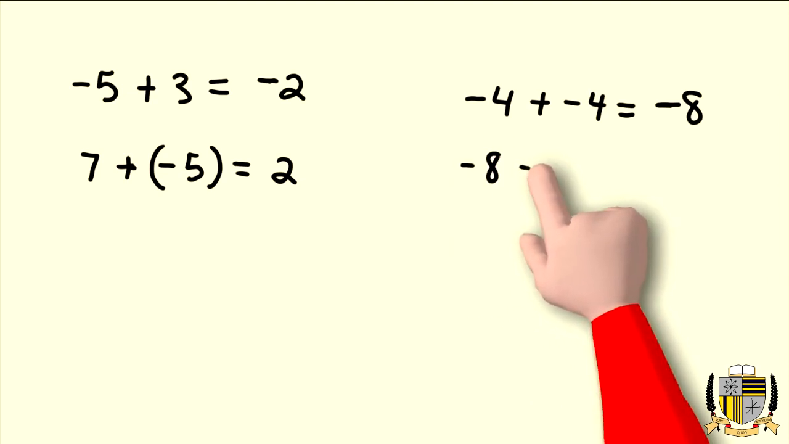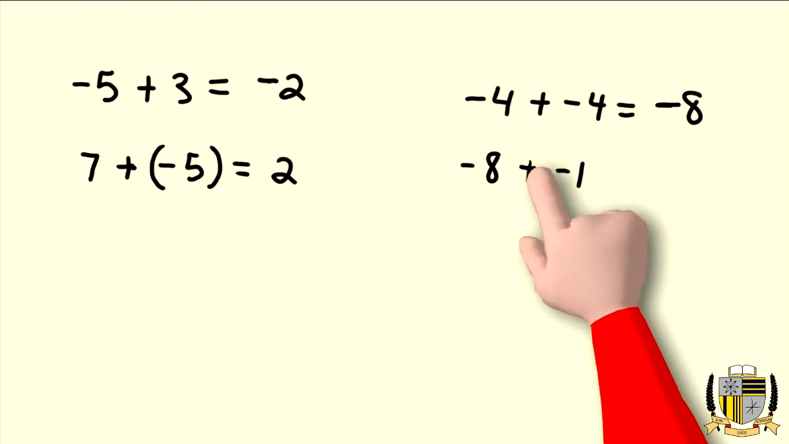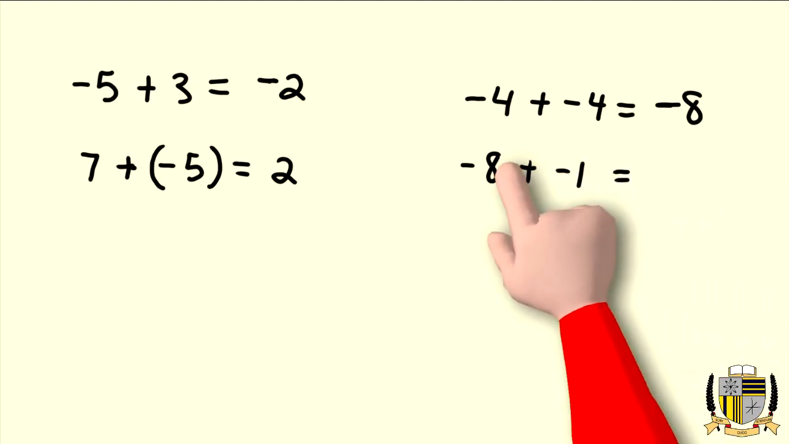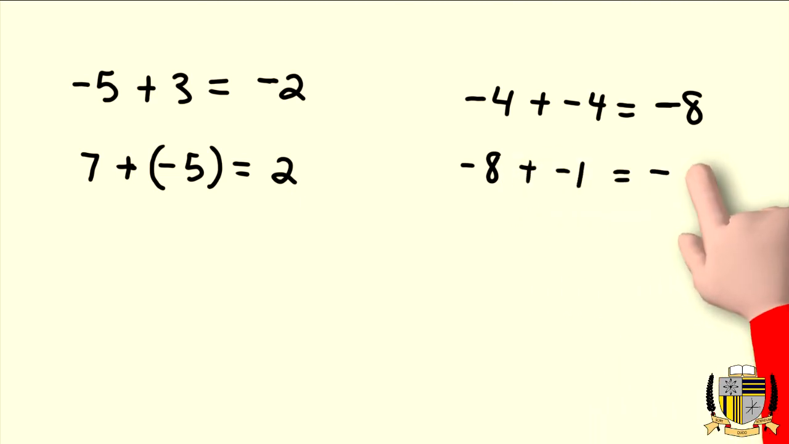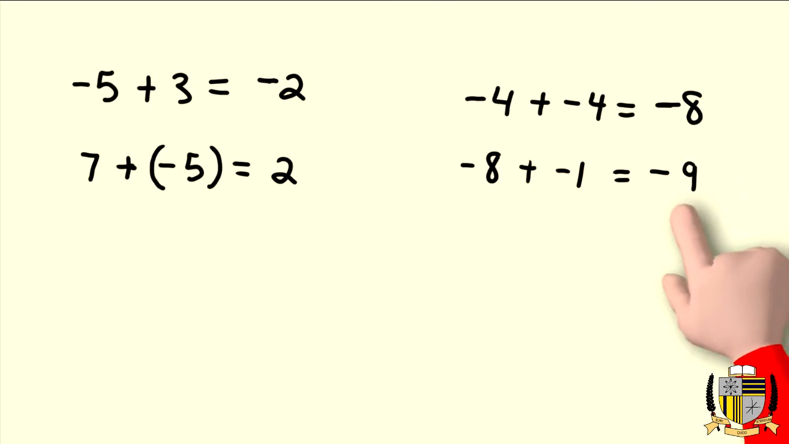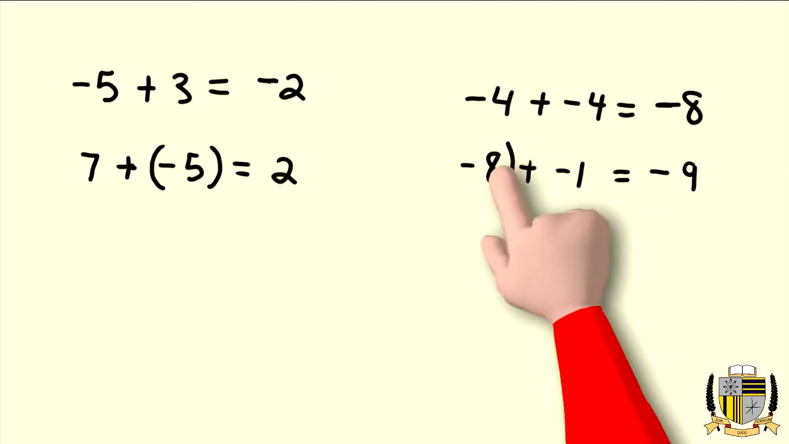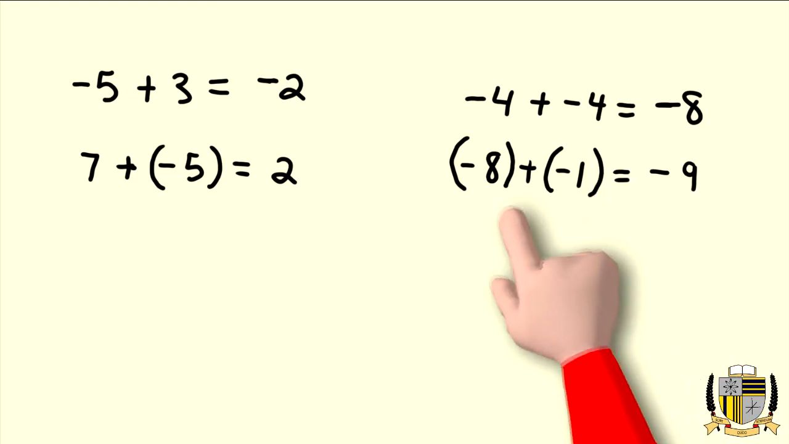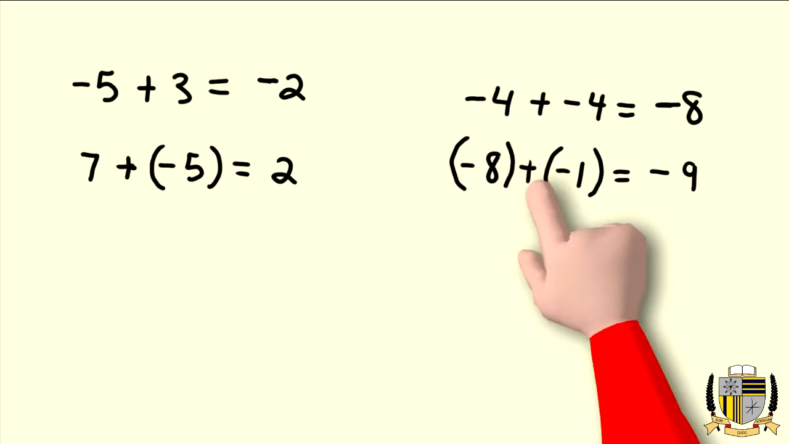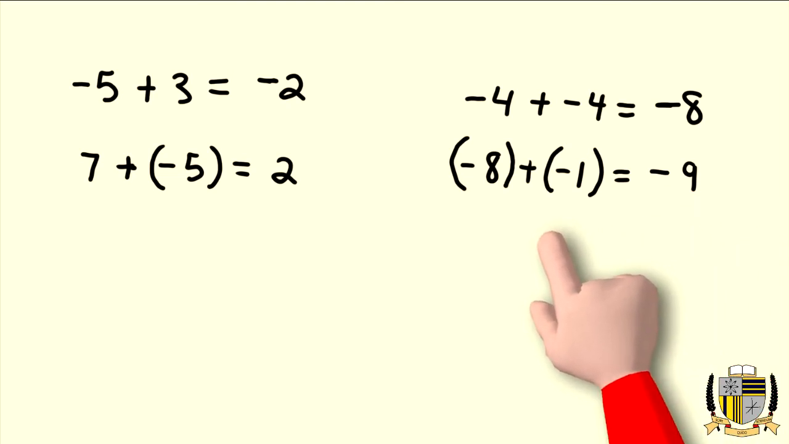Negative 8 plus negative 1. They're both negative, so I know the answer is going to be negative, and it's just a straightforward addition. 8 and 1 is 9. Sometimes you might see it written like this, with a parentheses over here and a parentheses over there. Same thing. It's just a negative 8 plus a negative 1, and the answer is negative 9. Straightforward.